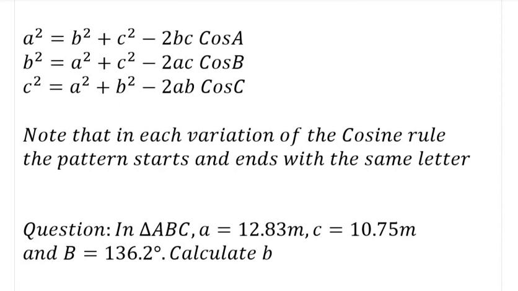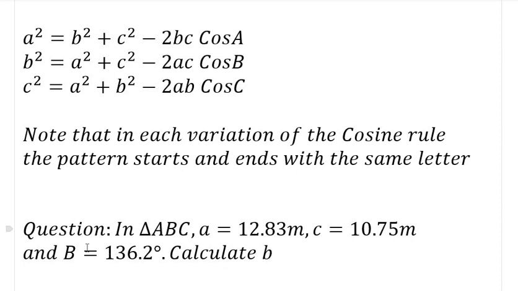Now let's look at the first question here. The first question says in triangle ABC, we are given A to be 12.83 meters, we are given C to be 10.75 meters, and we are given capital letter B, like we said not quite long ago, that once we are given a capital letter, it is the angle. Capital letter B, 136.2 degrees, and we have to calculate B. A triangle has three sides, side A, B and C. We are given A, we are given C, and we are asked to look for B.